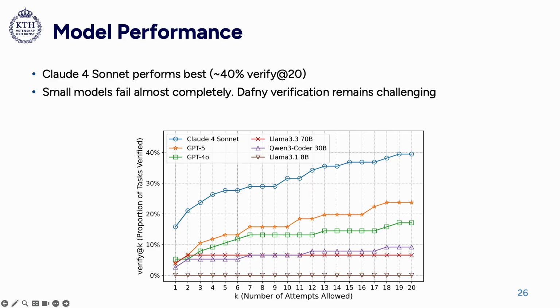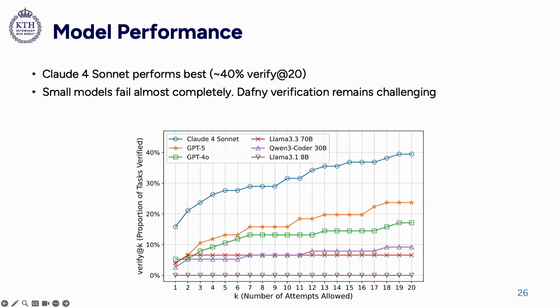And here's the result. The x-axis here is the number of attempts. Y is the verified@K. And we can see that Claude 4 Sonnet is the best one. There's a large gap between it and the other models. It can solve almost 40% of the tasks in our benchmark within 20 interaction rounds. But GPT-5 and GPT-4, even though they are also very big, very popular models, perform much worse. And not to mention small models like Llama 3.1, which cannot even solve one single task.